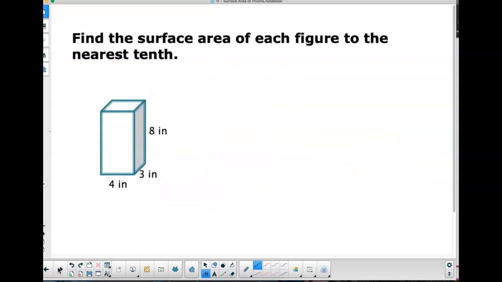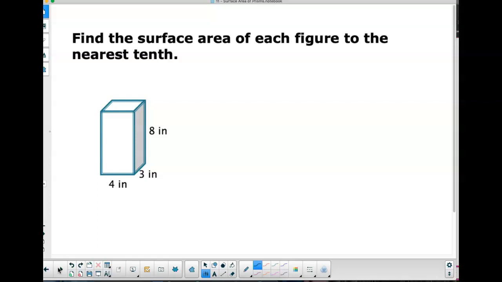This one is a rectangular prism. So if I fold this rectangular prism back up, how many sides are there on it? How many sides are on a rectangular prism? 6 sides. Would everybody agree that the top and the bottom are the same? The left and the right are the same? And the front and the back are the same? And that will always be true.